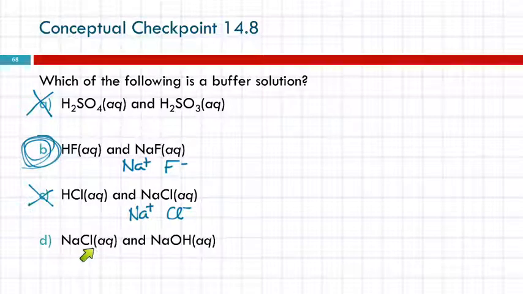Here we've got sodium chloride and sodium hydroxide. Well, the sodiums are probably spectators, right? We've got chloride and we've got hydroxide. Are those a conjugate acid-base pair? Can you get from this one to that one by adding or subtracting a hydrogen ion? No. So that can't be a buffer either. So you're looking for a conjugate acid-base pair where the acid is a weak acid. If it's a strong acid, it's not going to work.